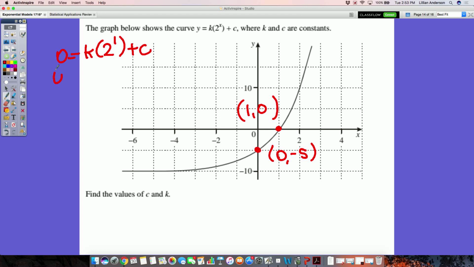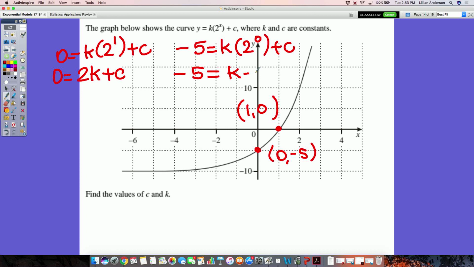What's 2 to the first power? 2. So this is basically 0 equals 2k plus c. We can do a similar process with this point. Plug in negative 5 for y and 0 for x. What's 2 to the 0 power? 1. So we have negative 5 equals k plus c. And now we have 2 equations with 2 variables.